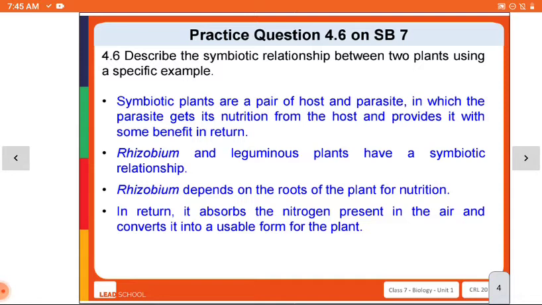There is a difference between parasite and symbiotic, because parasites do not give any benefit in return. So rhizobium and leguminous plants have a symbiotic relationship. Rhizobium depends on the roots of the plant for nutrition. In return, it absorbs the nitrogen present in air and converts it into a usable form for the plant.